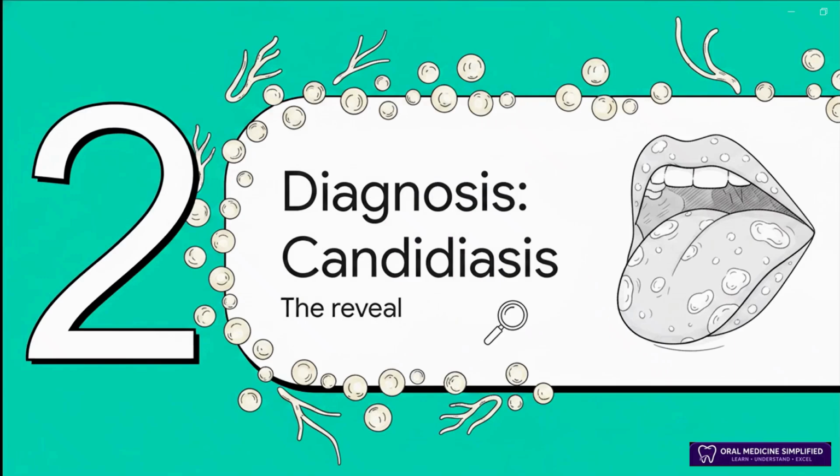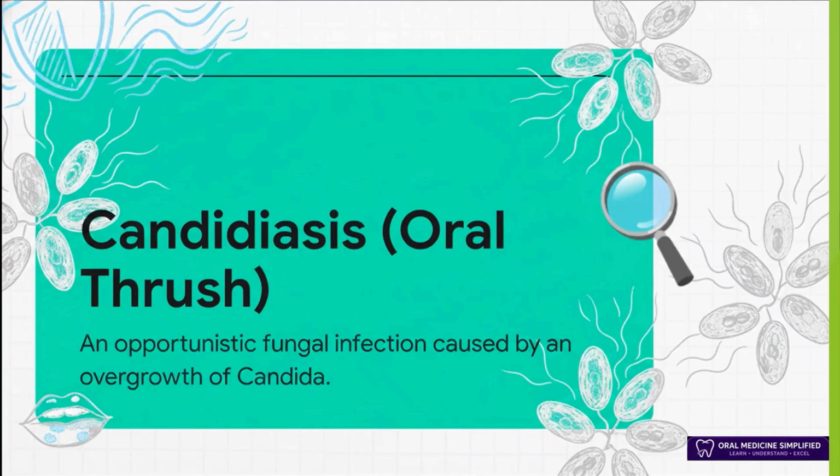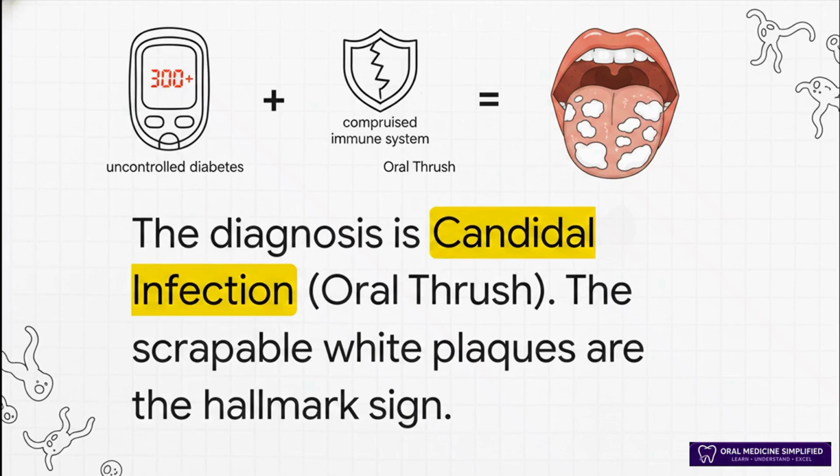Lock it in. It is a candidal infection. This is oral thrush, formerly known as pseudomembranous candidiasis, an opportunistic infection caused by Candida albicans, a fungus that normally lives in harmony with us until the balance shifts, and when immunity drops, it takes over. This case is textbook: scrapable white plaques, burning sensation, predisposing systemic disease, everything lines up.